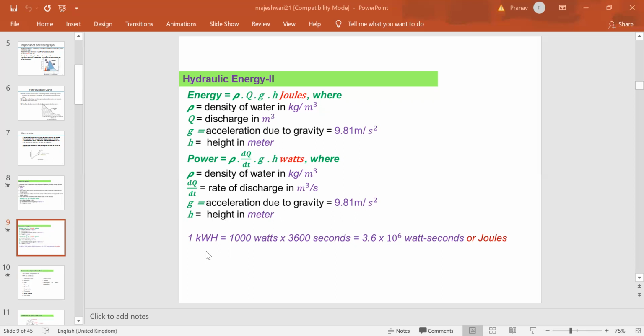So 1 kilowatt hour is equal to 1000 watts into 3600 seconds, which is given by 3.6 into 10 to the power of 6 watt seconds or joules.